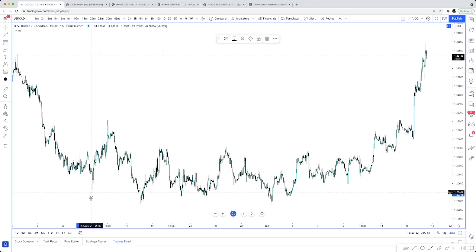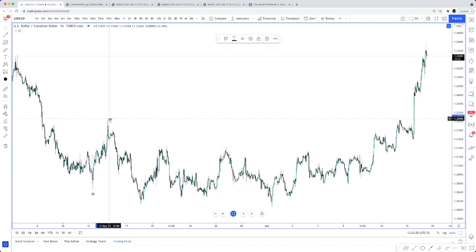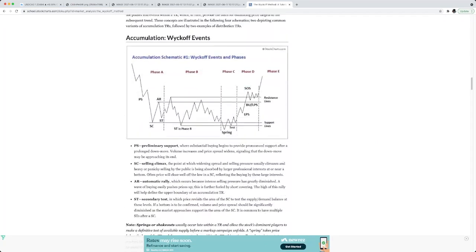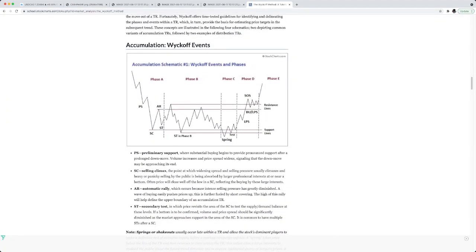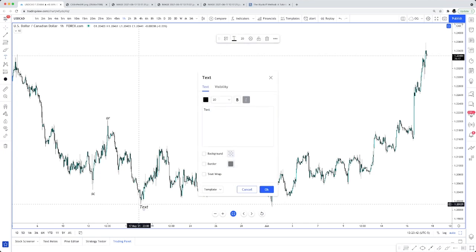They're coming in late, right? Right after that SC, we saw an AR, automatic rally, right? Now, when it comes down to it, family, it's never going to be perfect, but it could be pretty damn close, right? So we had an AR going to a secondary test. We had an ST, secondary test. ST, I like to call that a secondary test.